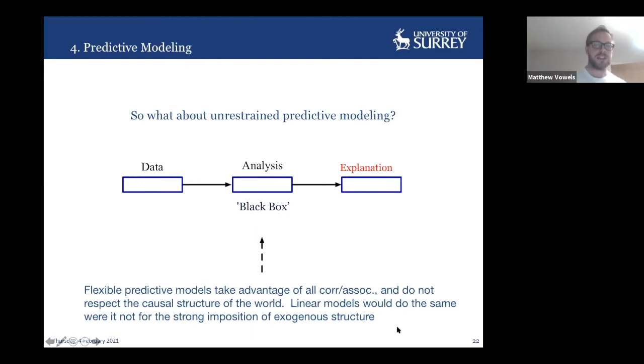And actually, linear models would do the same. They would do everything they can to fit. They're fit using ordinary least squares. But because of that strong causal imposition in the linear regression and that assumption of exogenous structure, they don't, and they can't. They're very inflexible in that way.